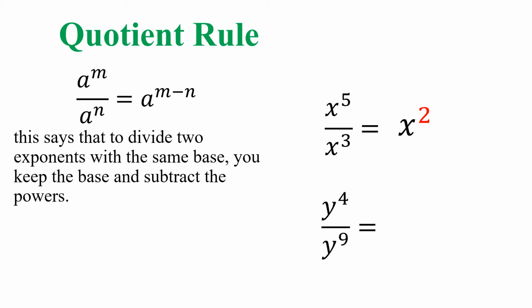It has 4 on the top and 9 on the bottom, on the denominator. So if the denominator has more power, then the final answer, the remaining, is going to be on the bottom, on the denominator. So you're going to have 1 over y to the power of 5.